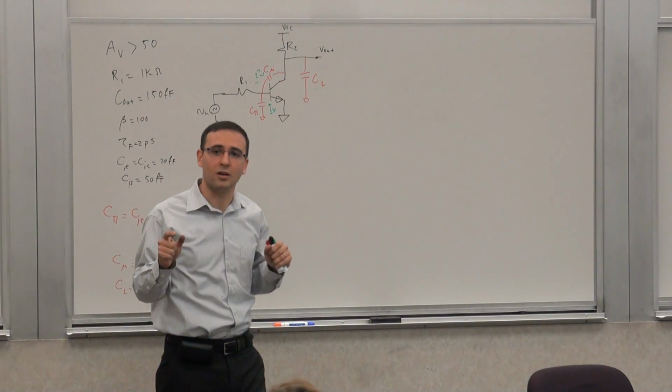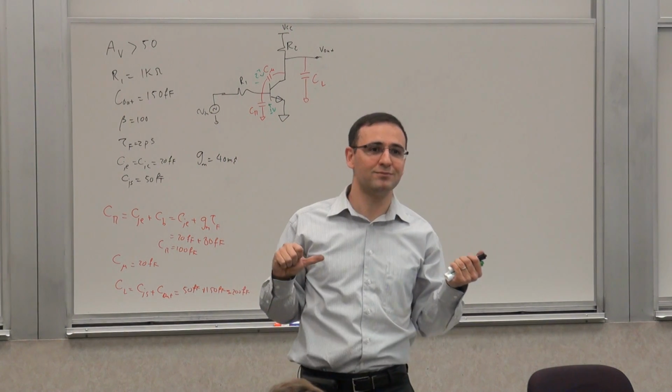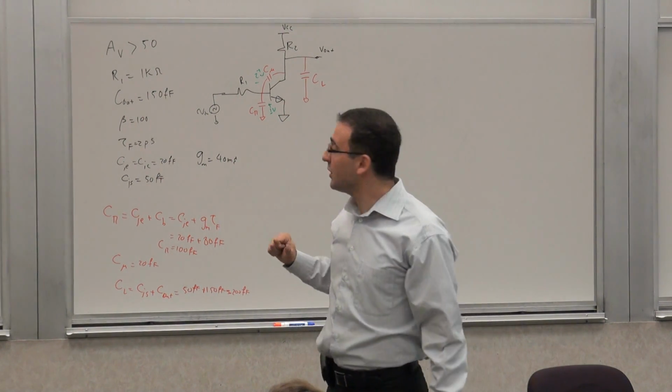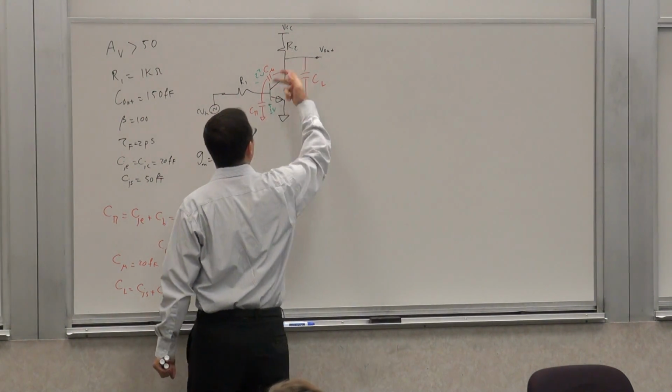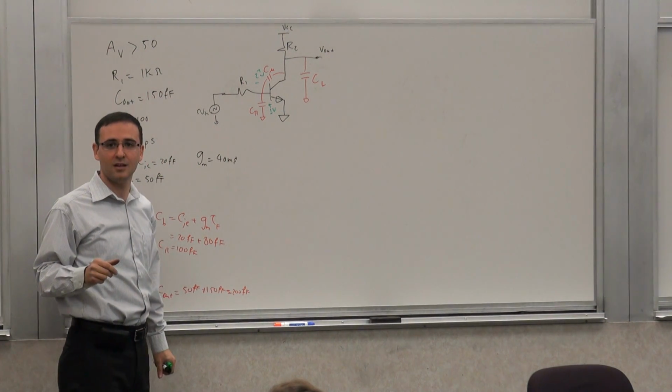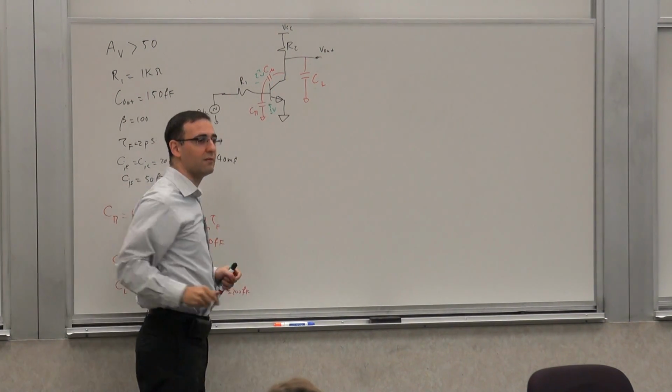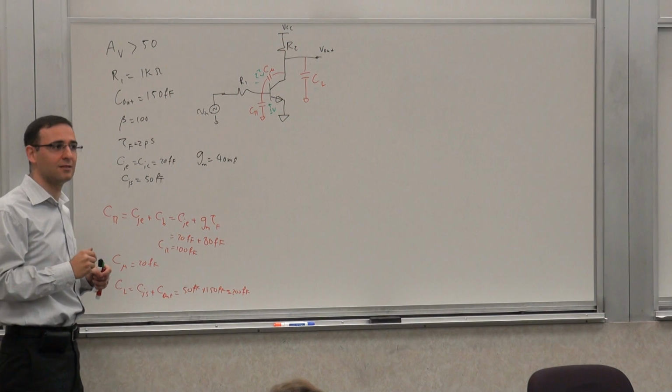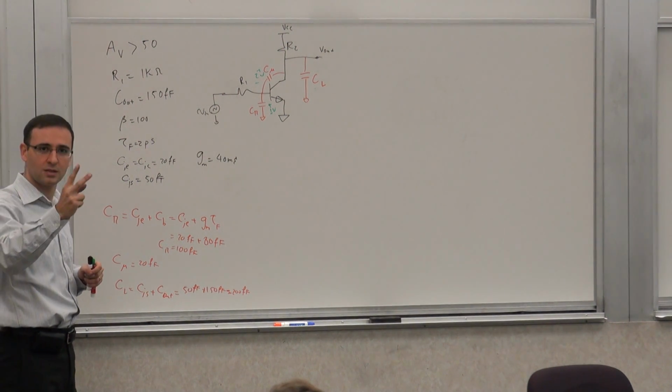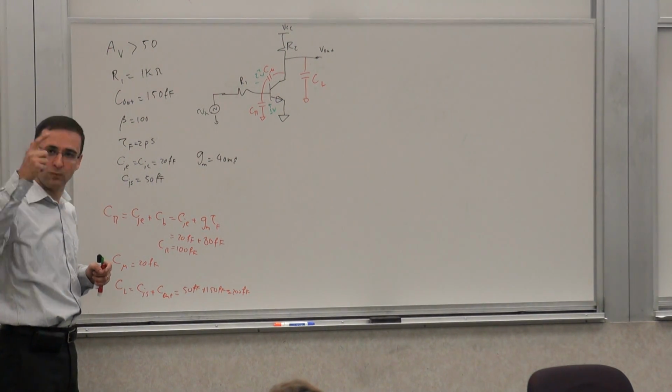Now, we can tell even more. Is it a left half plane or right half plane zero? When we short it, does it change the polarity of the output? Yes, because it was inverted, but when you short it, it becomes non-inverted. So it's a right half plane zero. So I have two left half plane poles and one right half plane zero.